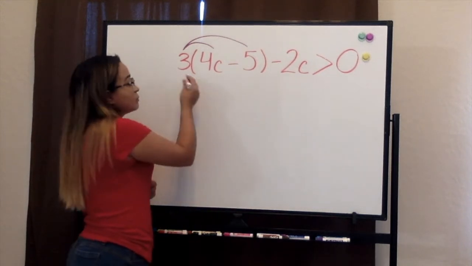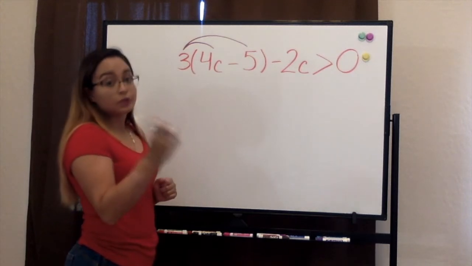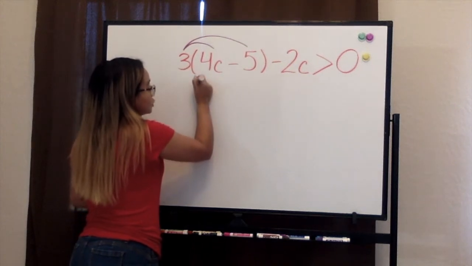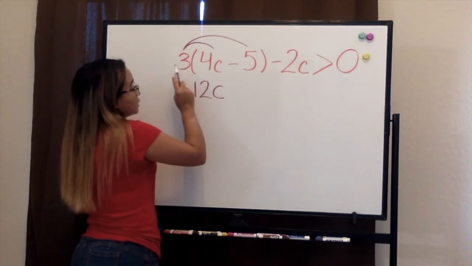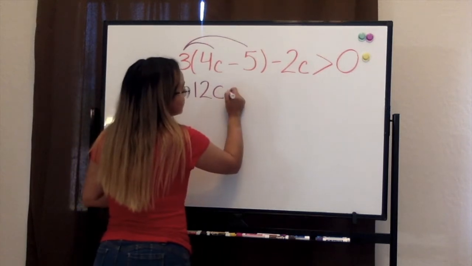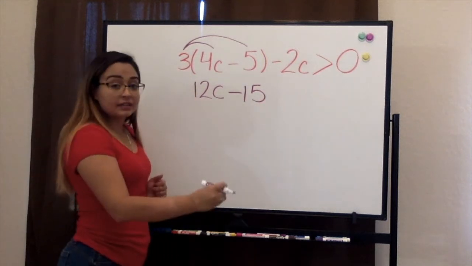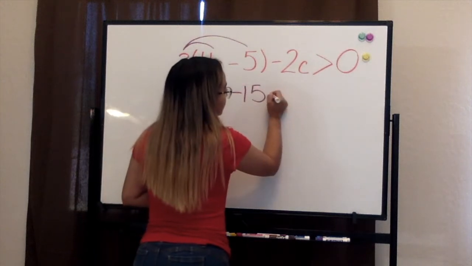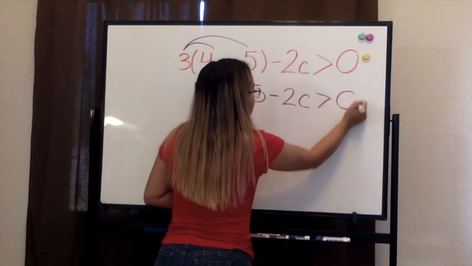We're going to start off by multiplying 3 times 4. And remember, it's 4c. 3 times 4c equals 12c. Then we're multiplying 3 times negative 5, which is negative 15, because when you multiply a positive and a negative, your answer will be negative. And we write out the rest of the problem as so. Minus 2c is greater than 0.